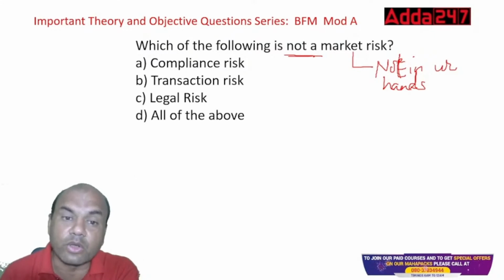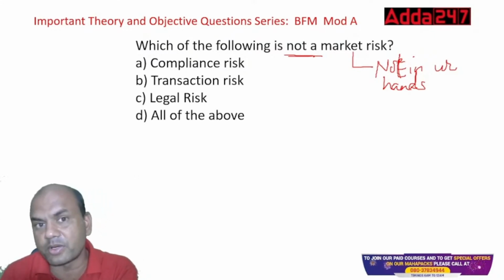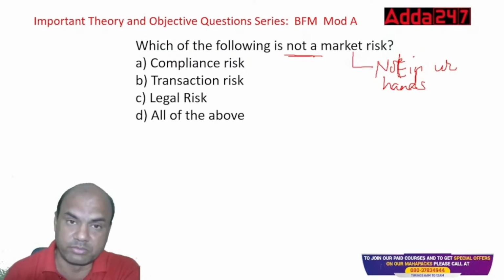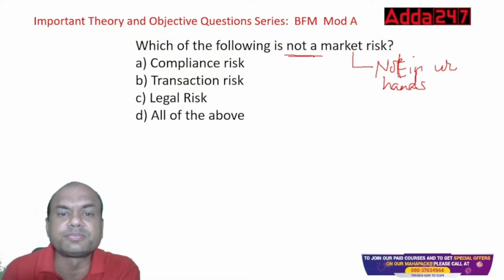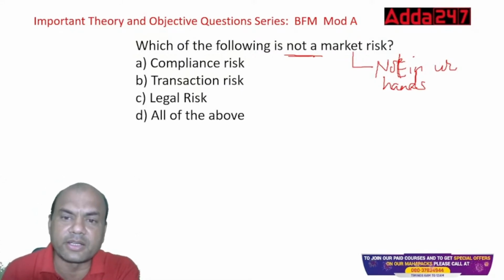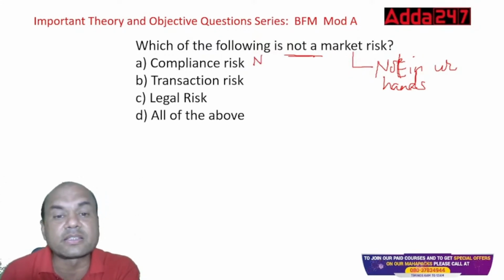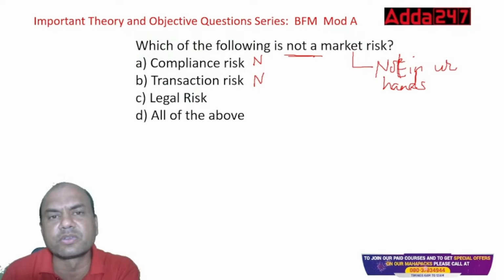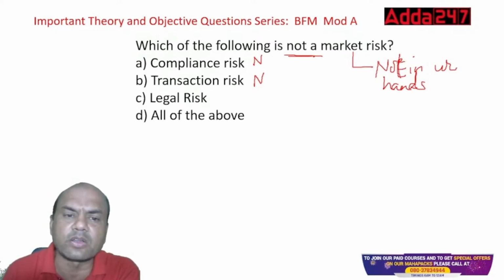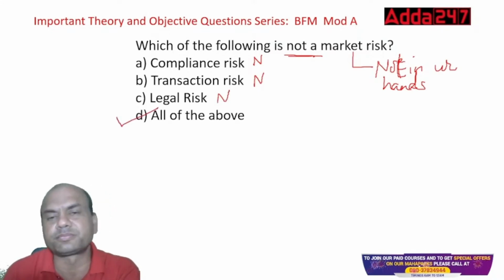So which of the following is not a market risk? Compliance risk. Compliance means submitting the returns or the consent documents to RBI. It's in your hands, you have to follow the compliance. So it is not a market risk. Transaction risk means whatever transaction I'm doing, I must maintain precautions in that, so external forces are not acting on this. Legal is again part of transaction risk, basically operations risk. These are all operations related risks, not market risk. Answer is all of the above.